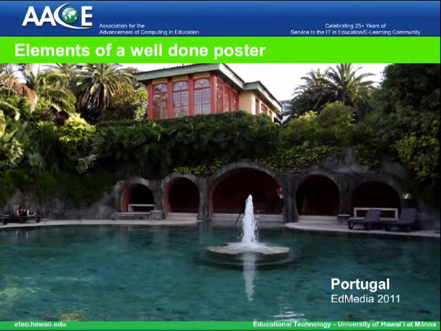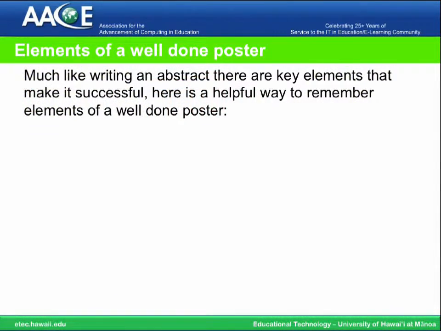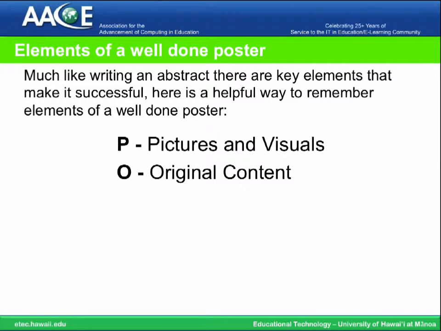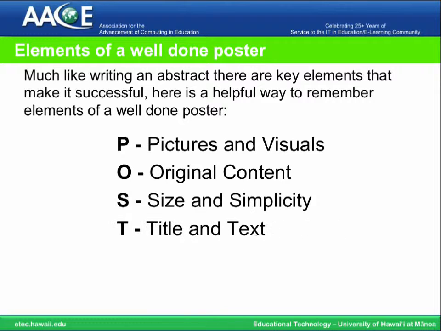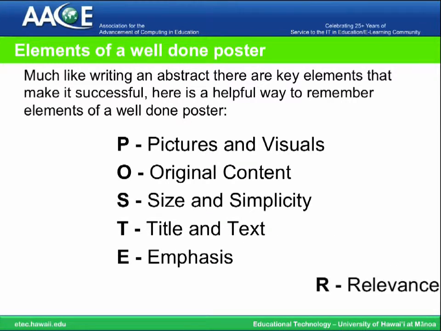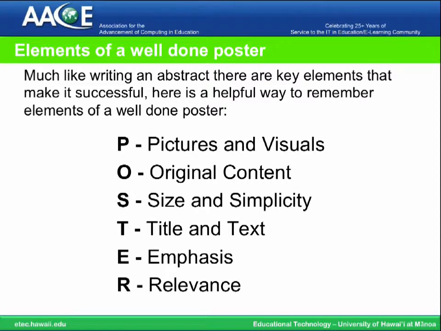Elements of a well-done poster. Much like writing an abstract, there are key elements that make it successful. Here is a helpful way to remember elements of a well-done poster. P for pictures and visuals, O for original content, S for size and simplicity, T for title and text, E for emphasis, and R for relevance. We'll go through each of these now.